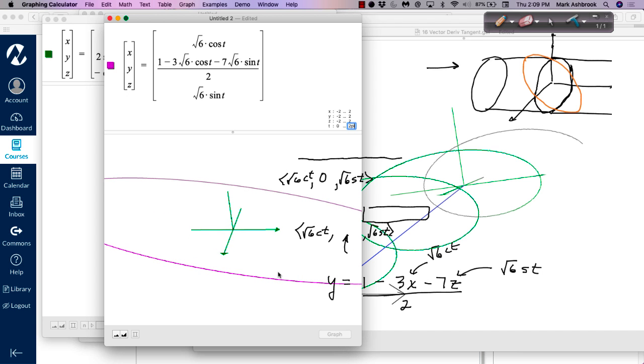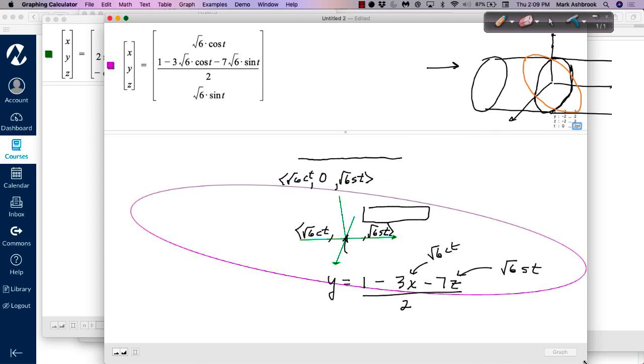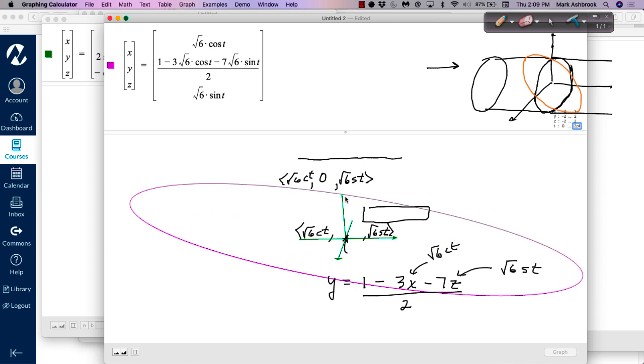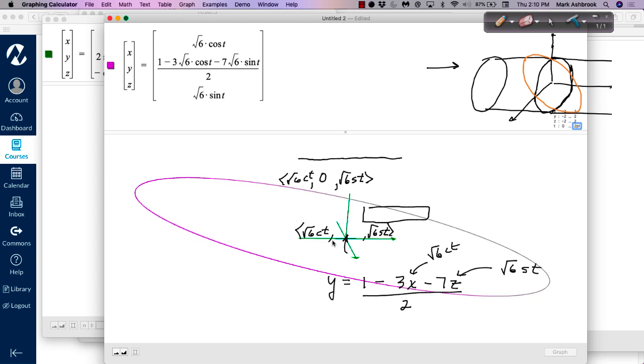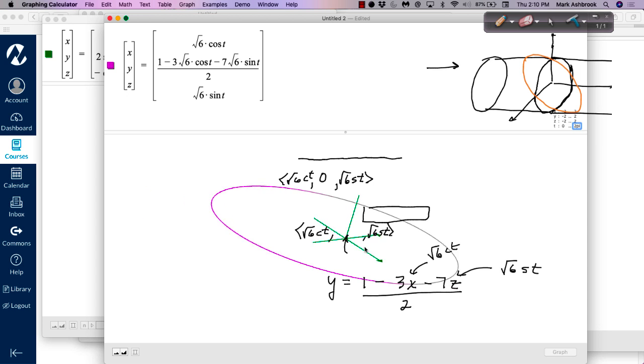Okay, so that is the intersection of that circular cylinder that I drew in black and a plane. So what's going to happen if I look right down the y-axis at the xz plane? I'm going to see the circle with radius square root of 6. Let's see it.